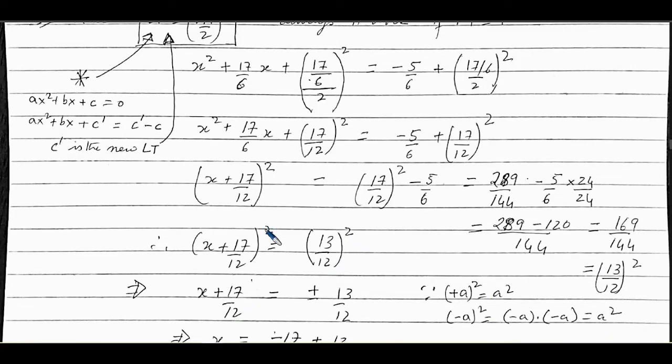So now this is a square. If I take a square root, whether it is plus or minus, minus into minus is plus. Square means the same number: a square is a into a. So if it is minus 13 here, minus 13 into minus 13 squared is the same as 13 into 13, or 13 square. So for a square, we do not know whether it is plus or minus, so I write here plus or minus 13/12.